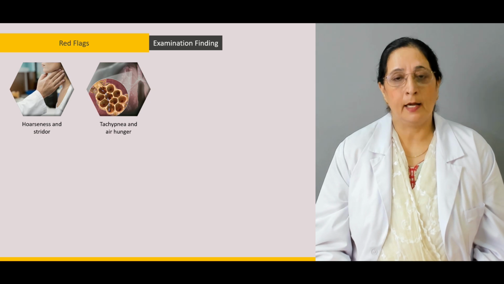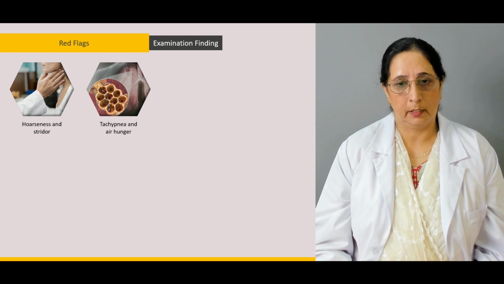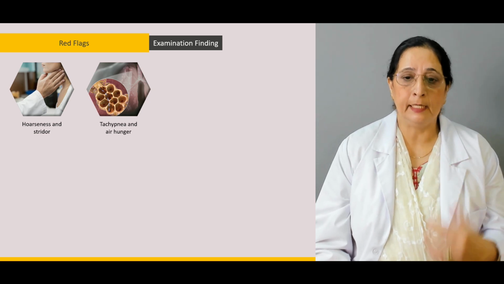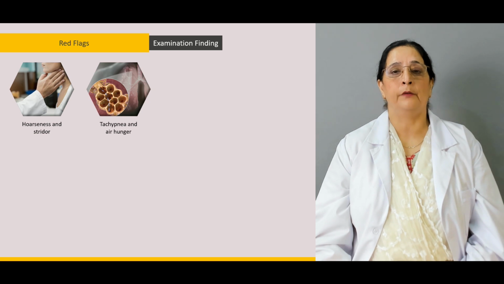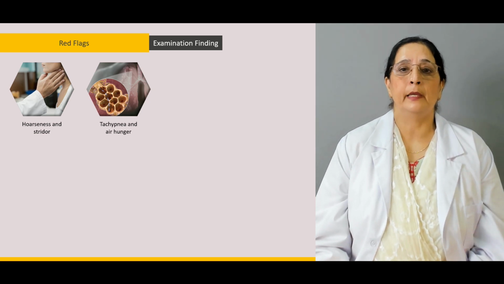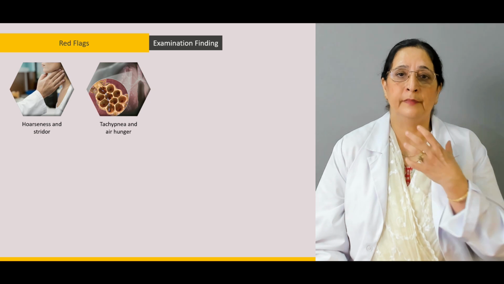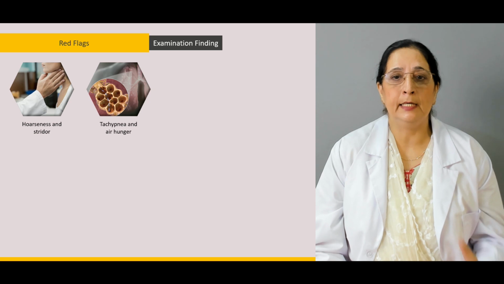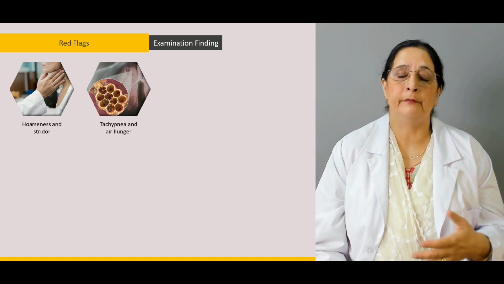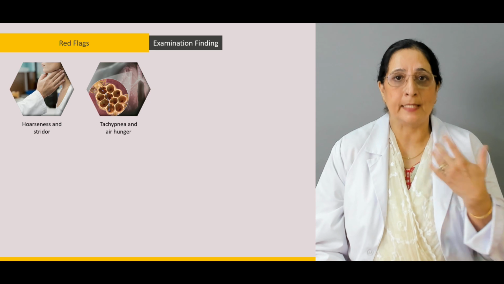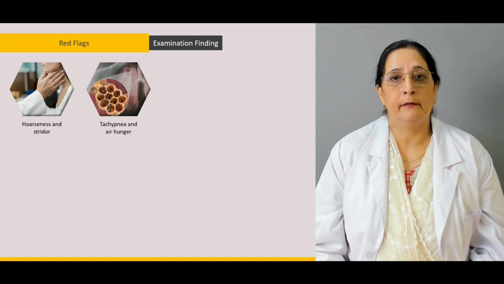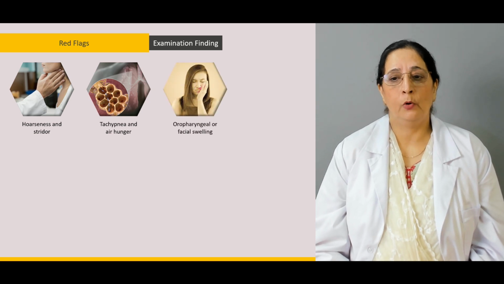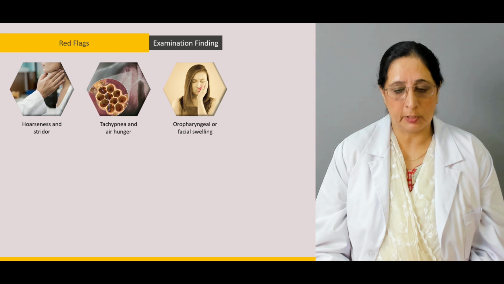Tachypnea and air hunger are also present. So we have tachypnea, fast breathing, and air hunger because of all those changes, respiratory compromise because of the oropharyngeal swelling. There is difficulty in breathing, and to overcome that, we have tachypnea, fast, rapid breathing, and there is air hunger. Oropharyngeal and facial swelling.